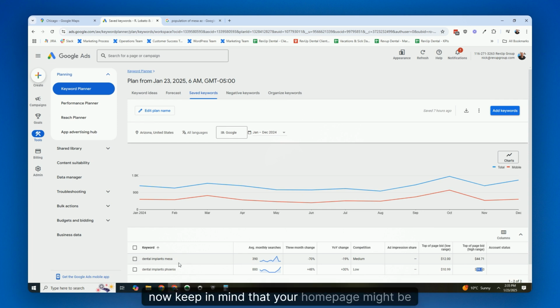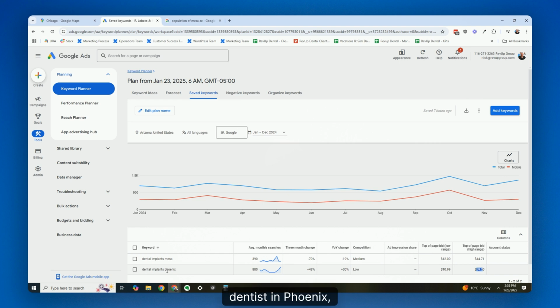Now keep in mind that your homepage might be optimized for dentist in Phoenix, but on your dental implants landing page, you might want to use the words dental implants in Mesa, or optimize the page to rank really well for this keyword.